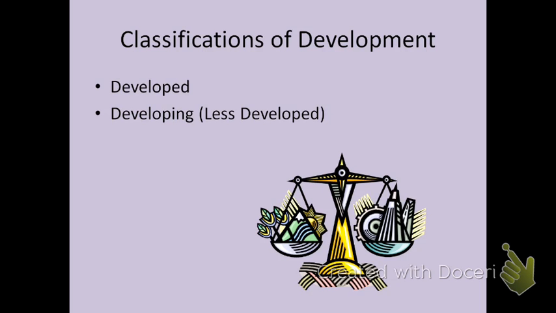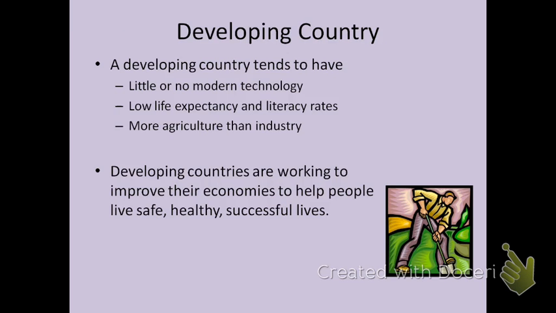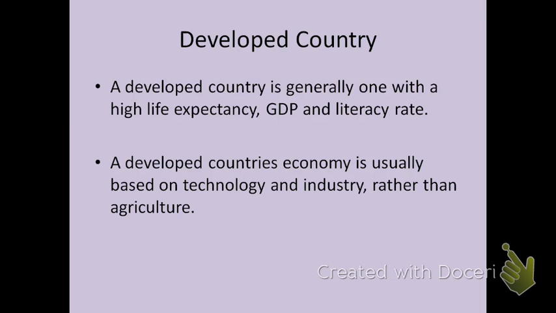Developing is sometimes referred to as less developed. A developing country tends to have little or no modern technology, low life expectancy and literacy rates, and more agriculture than industry. Developing countries are working to improve their economies to help people live safe, healthy, successful lives. A developed country, on the other hand, is generally one with high life expectancy, high GDP, and a high literacy rate. A developed country is usually based on technology and industry rather than agriculture.